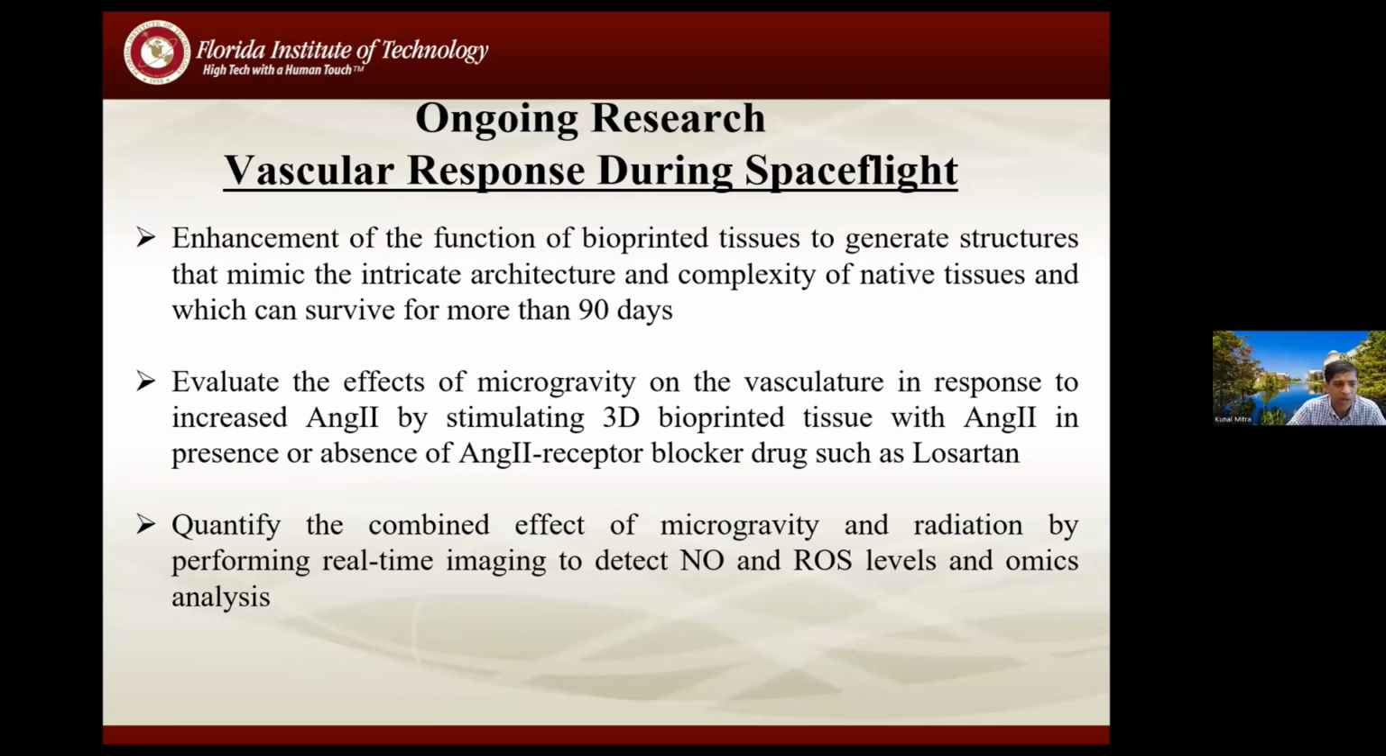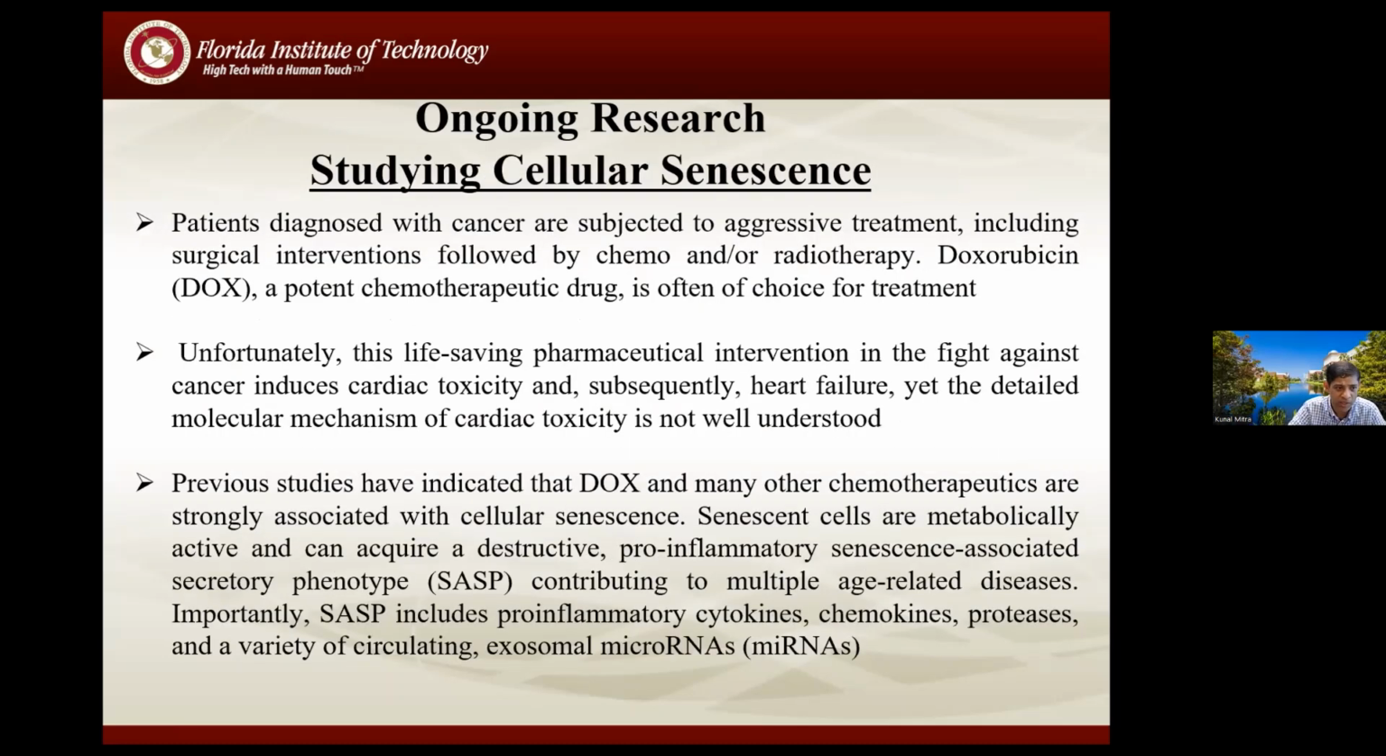We are looking at the response to angiotensin 2 receptors, and then we want to block them with a drug, losartan. Then we are looking at the combined effects of microgravity and radiation, which is very hard to do, from what I understand, at Brookhaven National Lab. In addition to the radiation, they're also building a chamber which can simulate microgravity. So that will be the right environment where you can look at the combined effect, which is going to be the key.